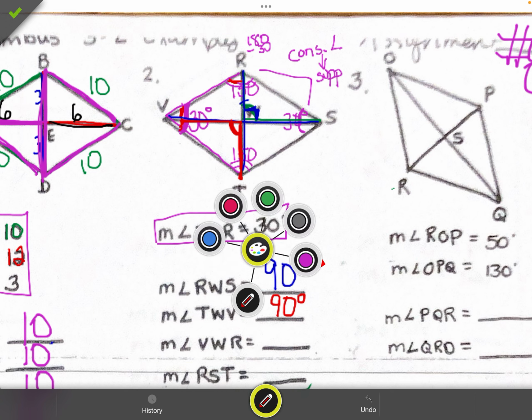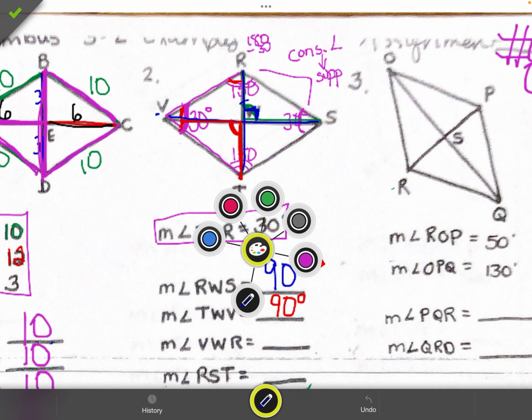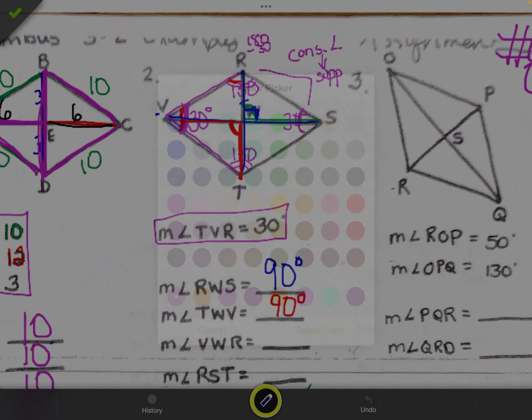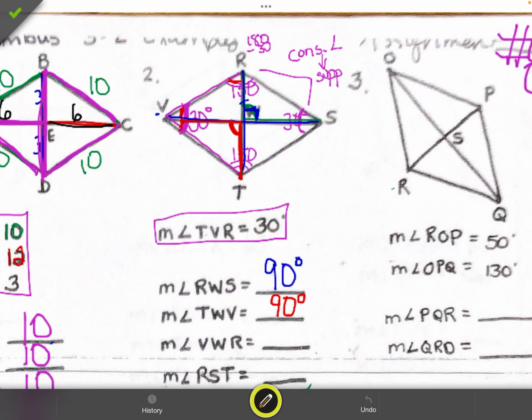Let's look at the next one. They want the measure of VWR, sorry, I said that wrong. So again, trace VWR. And the biggest thing that we notice, if people have trouble, is they're not tracing the angles. They're not looking at the right part of their picture, and then they're having a hard time figuring out the right answer. So trace it with your pencil. If you want a highlighter, we've got them, just ask.